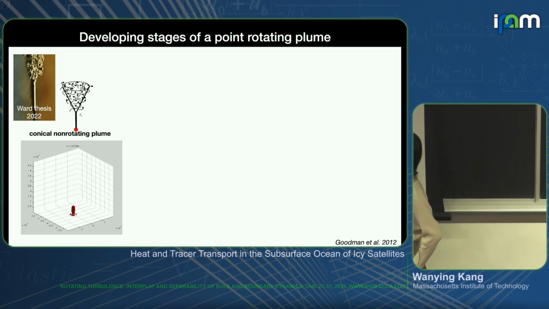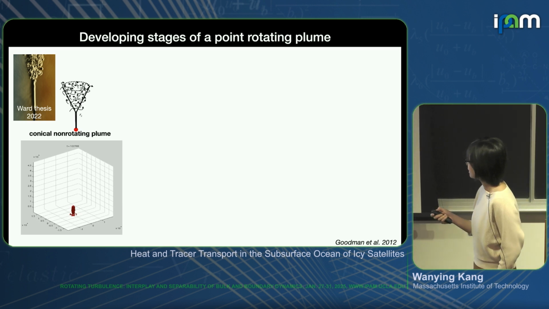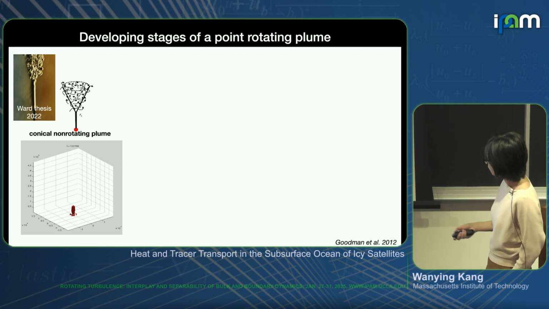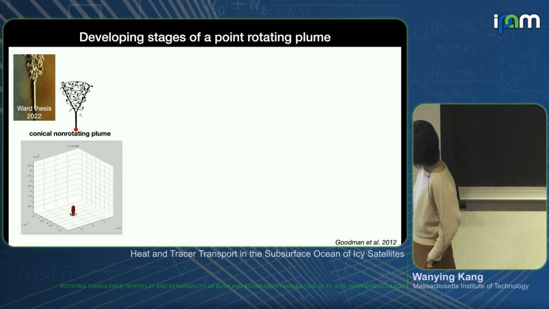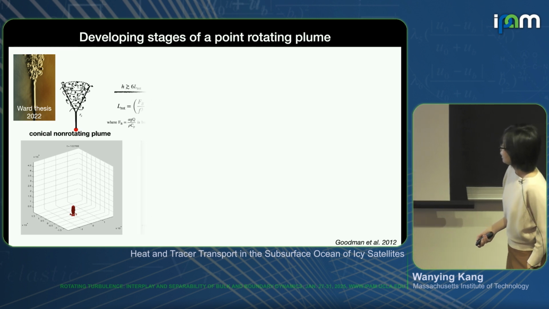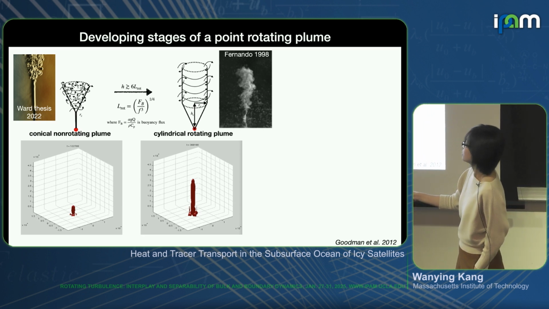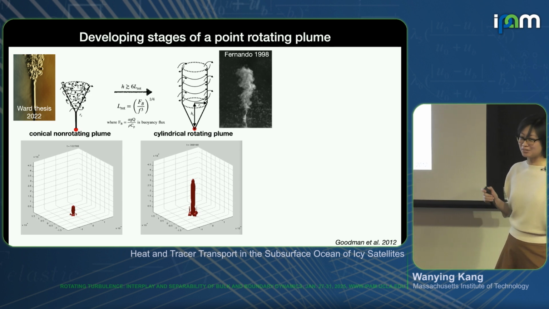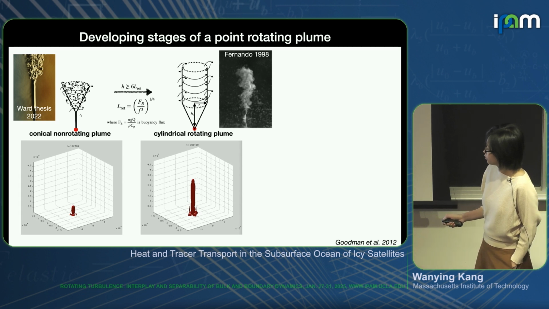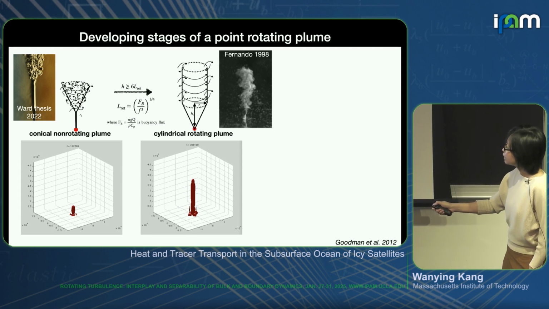Okay, point plume. So we start from a point plume, and this is an old topic that has been studied in lab, in numerical simulations. And here I'm showing results from Goodman et al. 2012. What they find is that if you put a super concentrated heat source at the bottom of the ocean, initially you're gonna form this. Well, at the very beginning it's stable, but soon enough it becomes unstable and starts to entrain, and then you form this cone-like structure.